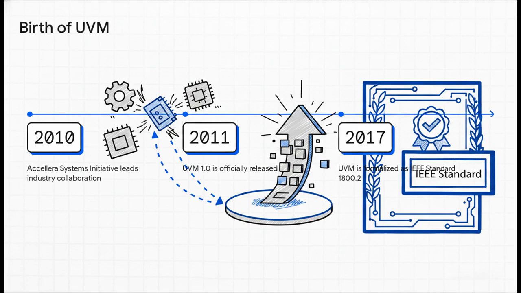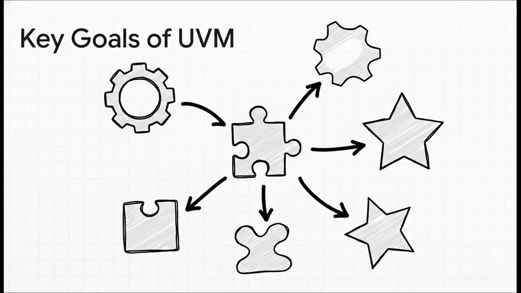And this wasn't just a flash in the pan, right? By 2017, UVM was formally adopted as IEEE Standard 1800.2. That officially cemented its place as the undisputed global standard. Now, what's truly impressive is exactly what UVM set out to achieve. The core goals were, number 1, standardization across all tools and companies. Number 2, creating a completely vendor-neutral methodology. And number 3, maximizing the reusability of verification components.